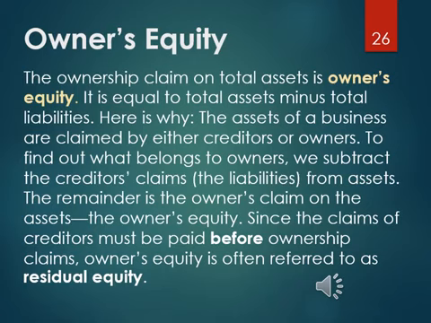The ownership claim on total assets is owner's equity. It is equal to total assets minus total liabilities. Here is why: the assets of a business are claimed by either creditors or owners. To find out what belongs to owners, we subtract the creditors' claims, the liabilities, from assets. The remainder is the owner's claim on the assets, the owner's equity. Since the claims of creditors must be paid before ownership claims, owner's equity is often referred to as residual equity.